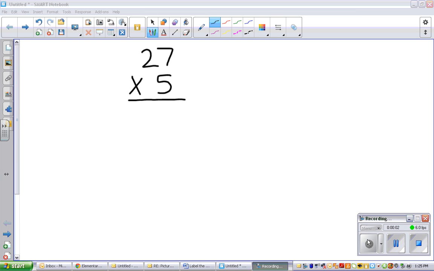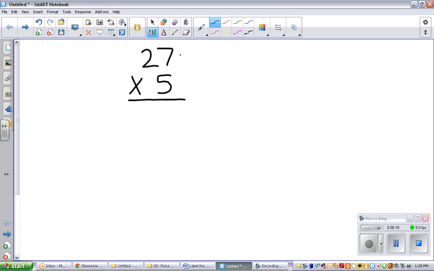Today we'll be solving multiplication problems using the partial products algorithm. The partial products algorithm breaks numbers into their place values and allows you to solve the problems using smaller, more manageable problems. So we'll begin by looking at the problem 27 times 5.